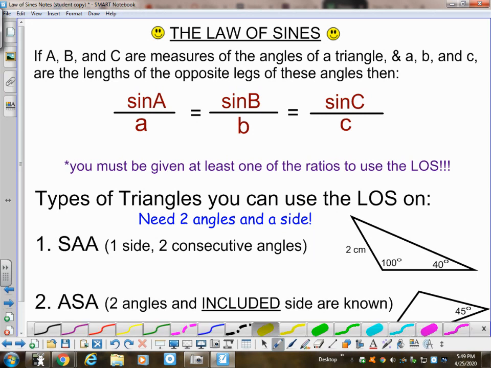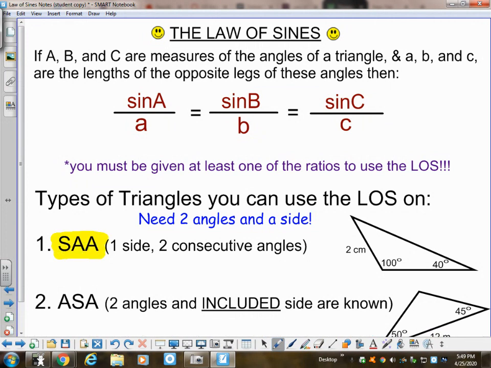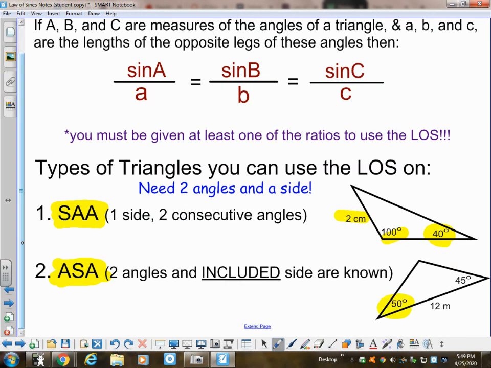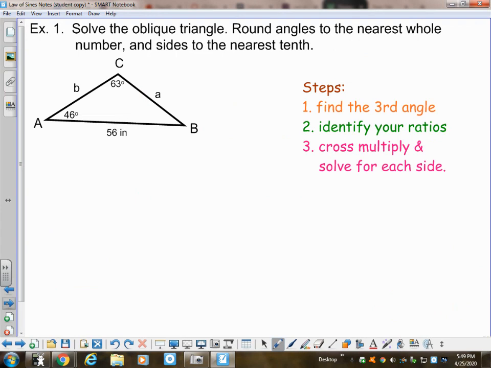If you remember back from Math 2, we have side-angle-angle, where there's one side that's not between the two angles. So you can see here's the two angles and the side outside from them. Or angle-side-angle, where the side is between the two angles. So in this picture, you can see here's the two angles and this side is between the two. Those are the types that you can use the law of sines with.